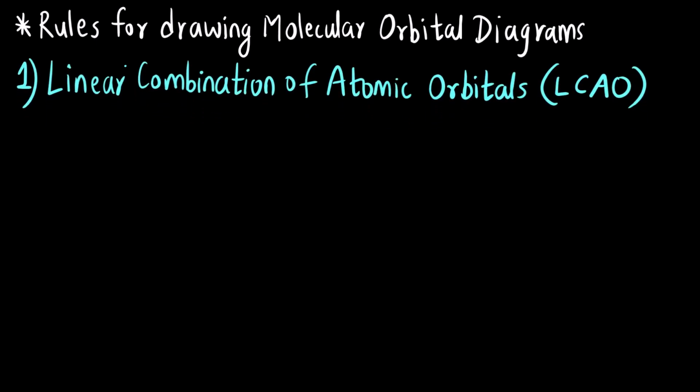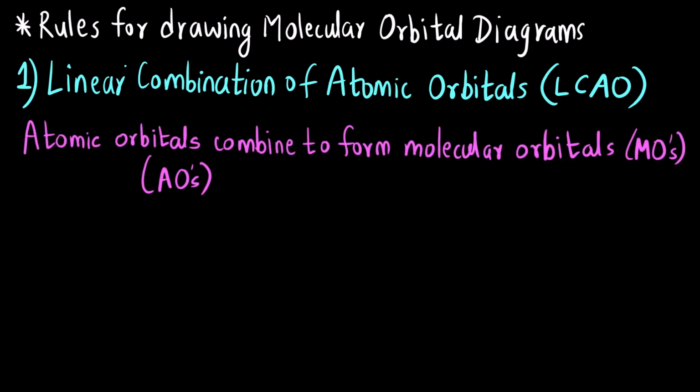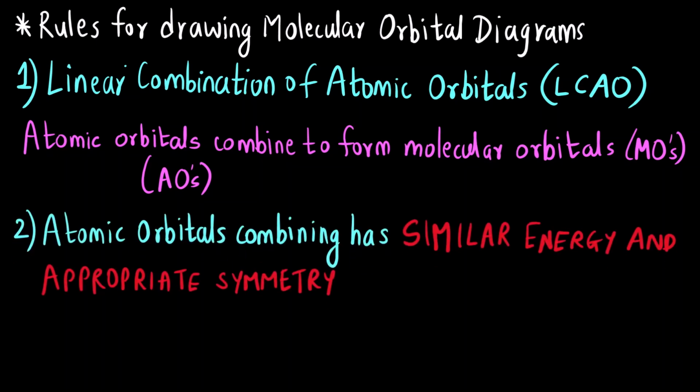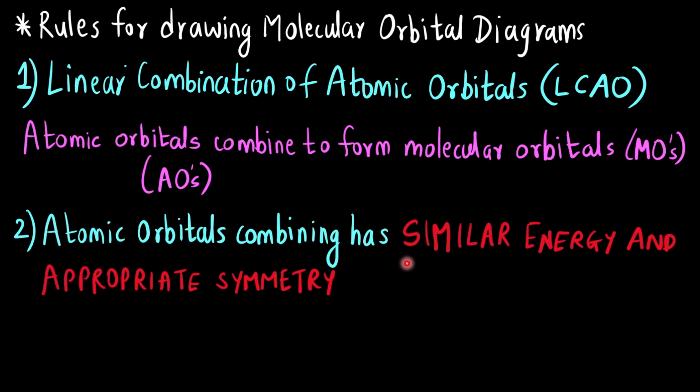So the first one is called the linear combination of atomic orbitals, that is LCAO. Okay, now what is the meaning of this? That atomic orbitals combine to form the molecular orbital. Now can any atomic orbital combine to form a molecular orbital? The answer is no. So which orbitals can combine? The orbitals which have similar energy and the appropriate symmetry.